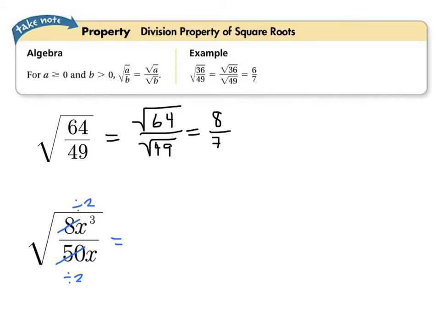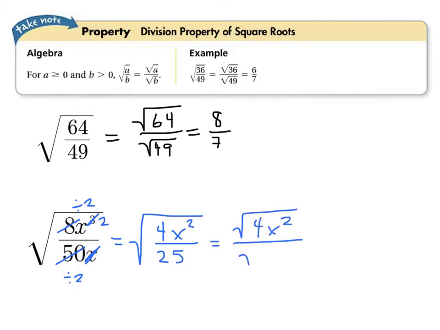And also let's cancel out that x with one of the x's up top. So now I have the square root of 4x squared over 25. And I can break it apart and find the square root of 4x squared over the square root of 25. So that's 2x over 5. So that's not hard at all. All right.